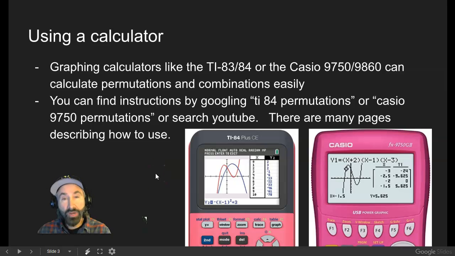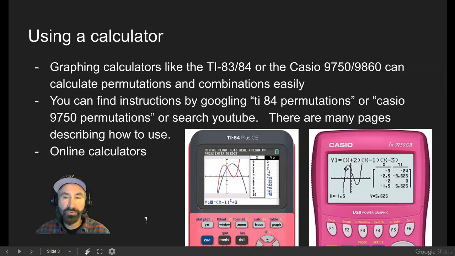You can find instructions on how to use the TI-84 or TI-83 or either of the Casios by Googling or searching on YouTube. There are many pages and many YouTube videos on how to do all the calculations that you would like to do, including permutations and combinations.